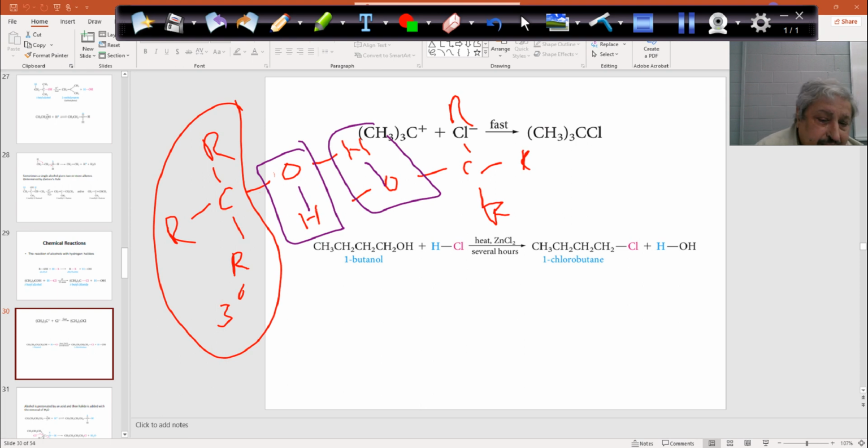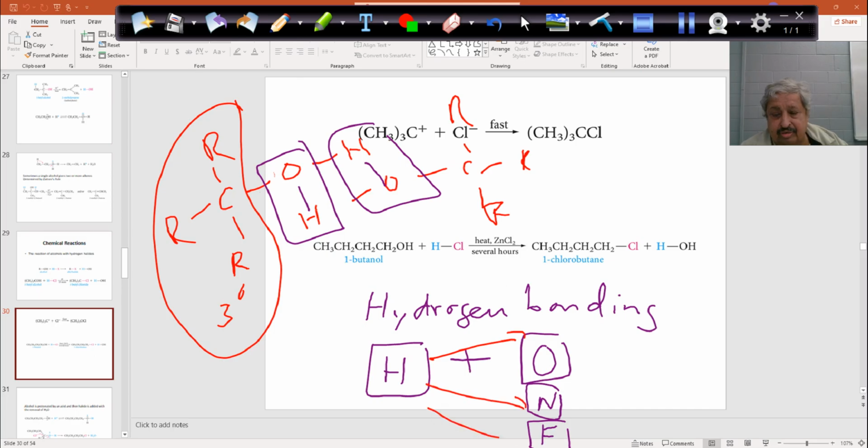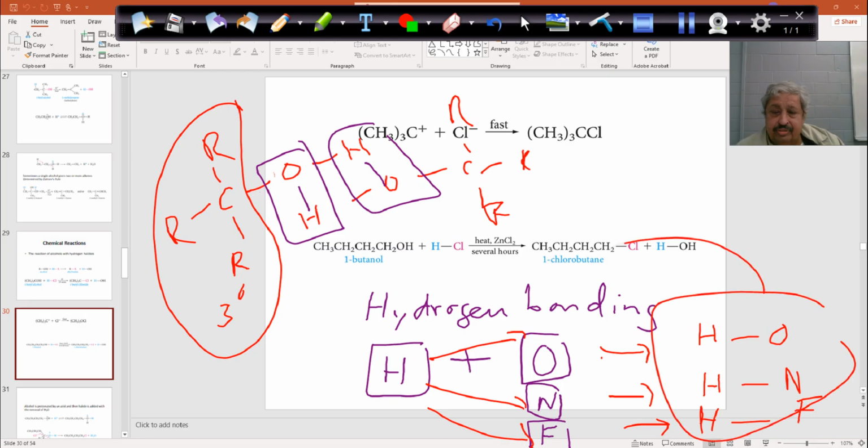What's hydrogen bond? Hydrogen bond is the bonding between hydrogen. You have to have hydrogen on one side, plus you have to have oxygen or nitrogen or fluorine. So if you have a combination of hydrogen with oxygen, nitrogen or fluorine, thus you are producing HO, you are producing HN, you are producing HF, and this is called hydrogen bonds.